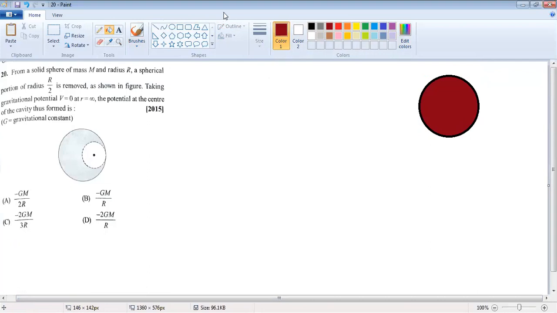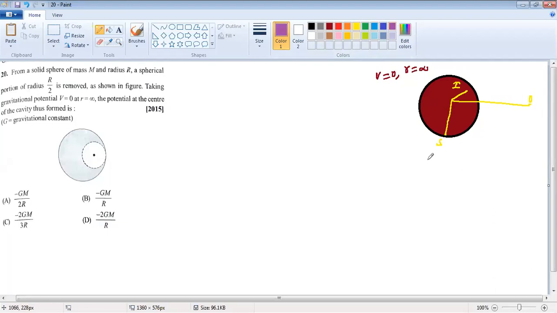What is the potential due to a solid sphere? Potential is 0 at r equals infinity. At infinite separation, potential is 0. Now, I take the 2 points. This is the center. This is on the surface. This is outside. This is inside from the center. This is an inside point. This is the surface point. This is the outside point.